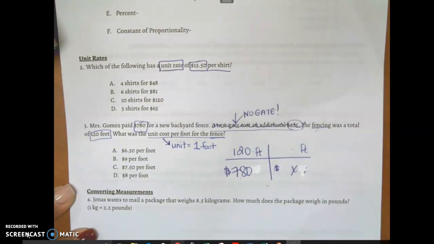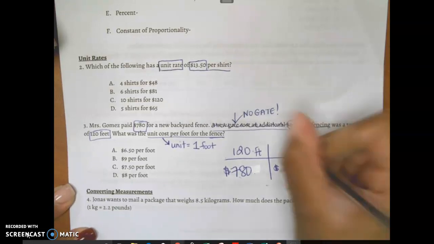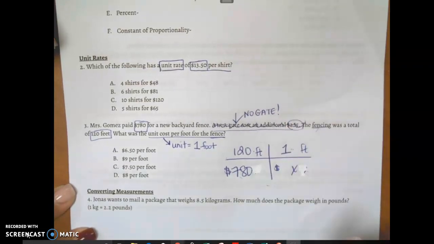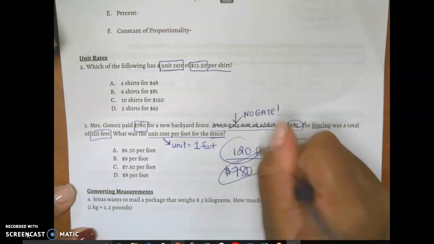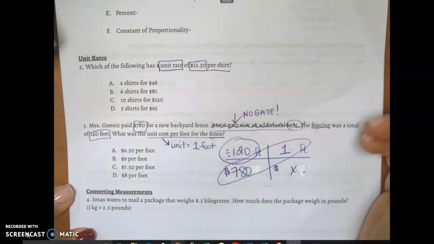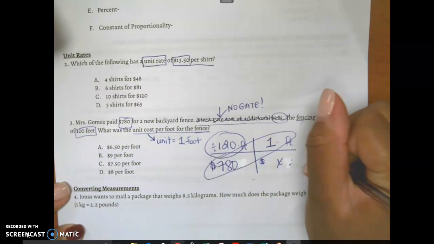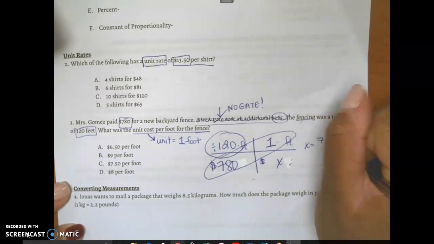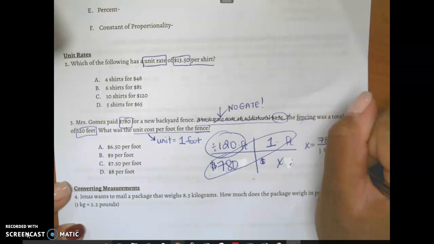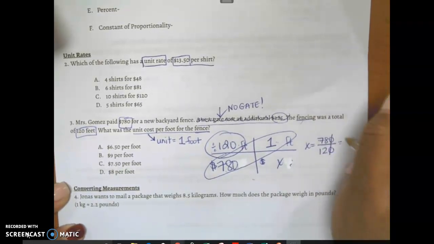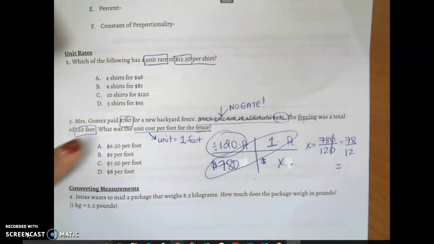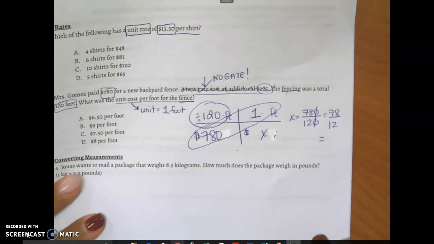Unit. 1. I want to know how much it costs for 1 foot. Now I cross multiply and divide. So 780 times 1 is just 780, divided by 120. What can I do with my zeros? Cross them out. 78 divided by 12 is going to be your answer. You don't even need to do that. Multiples of 12 should be easy.